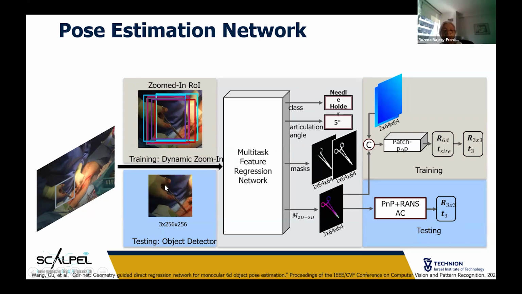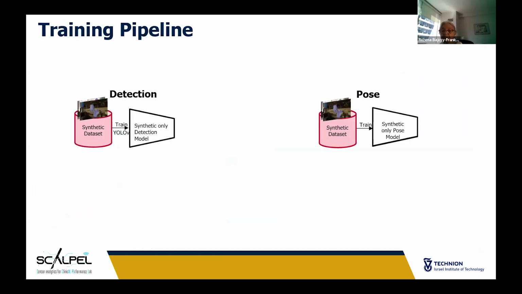When we're testing, in addition to training this model, we also use this data to train a detection model, YOLO. So when we do the inference, we take the image, use the YOLO model to detect the tool, give that to our pose estimation network, and get an estimation of the pose. Now, the shift from synthetic data to real data creates a gap.